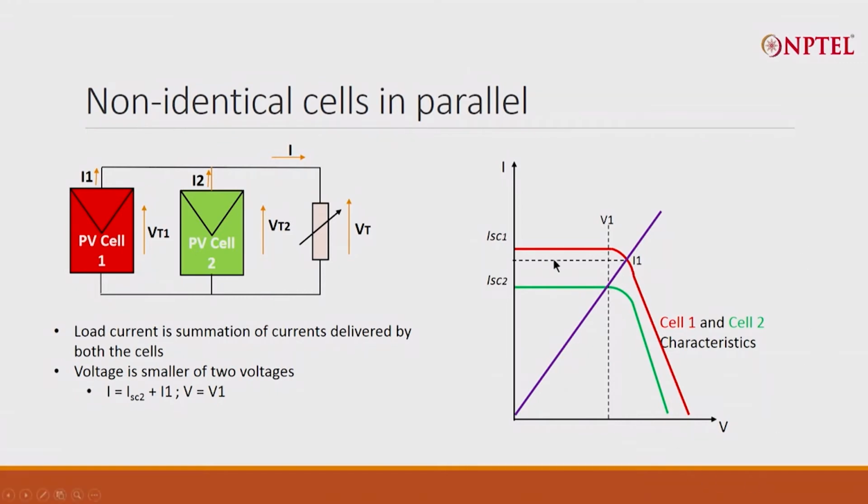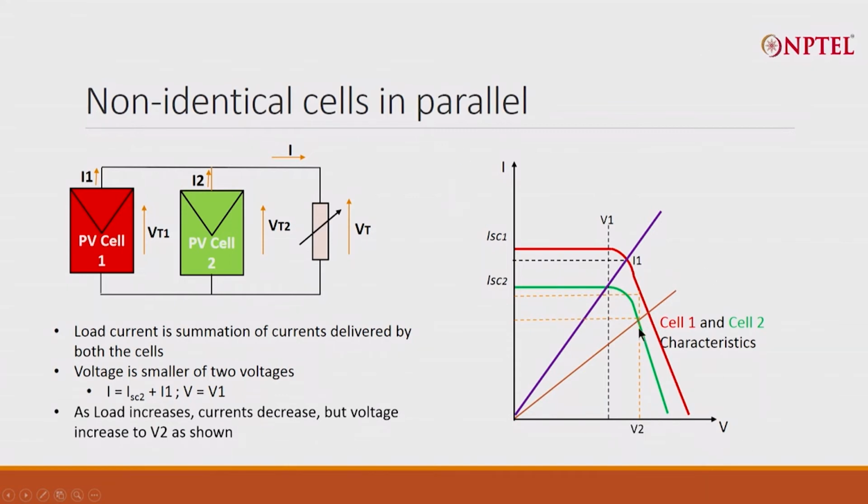Now, non-identical cells in parallel. Again I have taken non-identical cells, voltage is also different. Voltage will be V1, the lower one, this is the point of operation, short circuit current, this current will flow, plus I1. So, it will actually flow, this will be the load line. So, this will operate at this point, this will operate at this point. If I change the load line, the 2 operating points will be this and this, and if you see, this will operate at this voltage V2, even though the load line has changed, this will also operate at V2, this will also operate at V2.